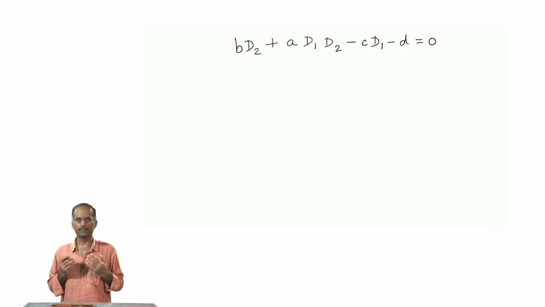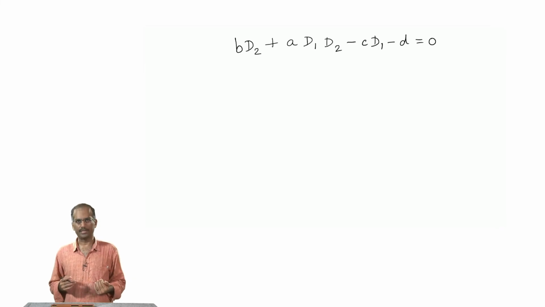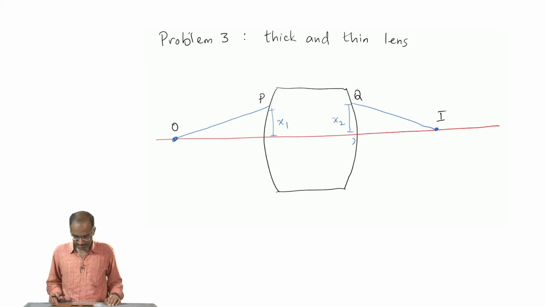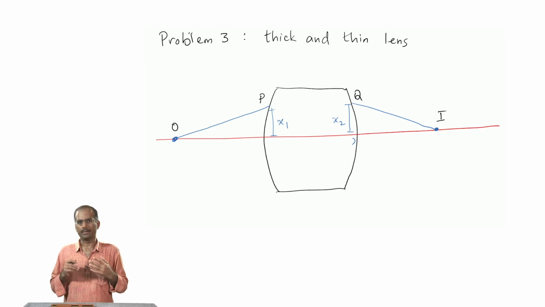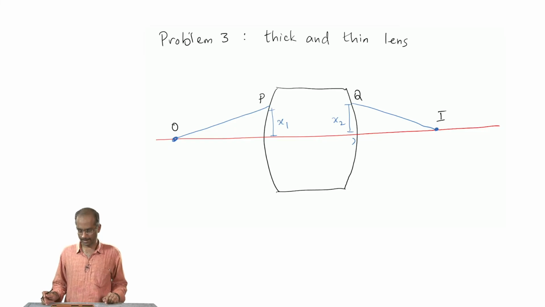Let us now define a refracting surface, work out the details and see whether we can use this particular relation to obtain the relation between d1 and d2. So, I have this thick lens here, object at O, the ray hits the lens at point P and then it comes out at point Q, and there is the image plane at position I.